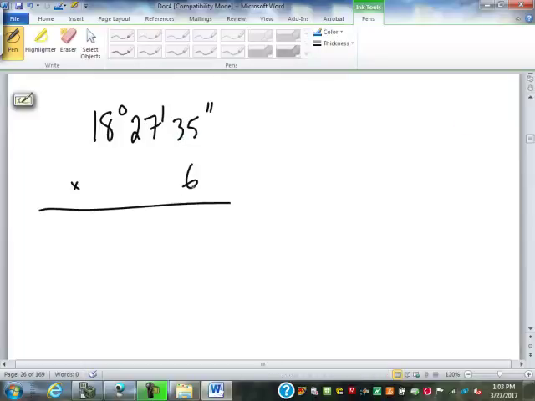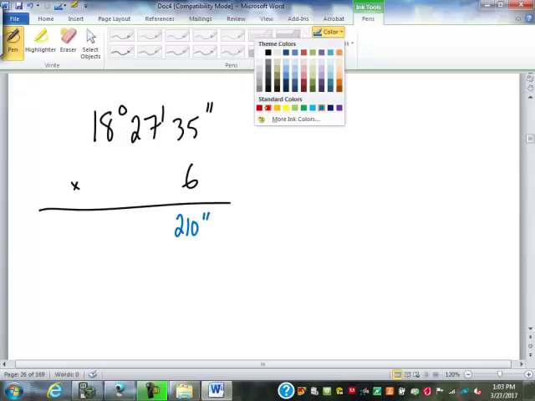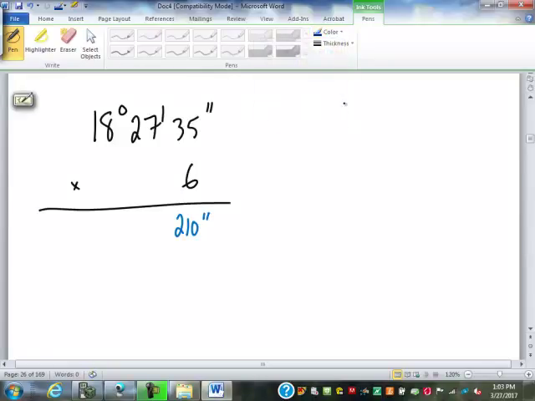We start out with 35 times 6, which is 210 seconds. How many minutes can we get out of there? How many times does 60 go into 210? 3 times. 3 times 60 would be 180. 210 minus 180, that means there's 30 left over.